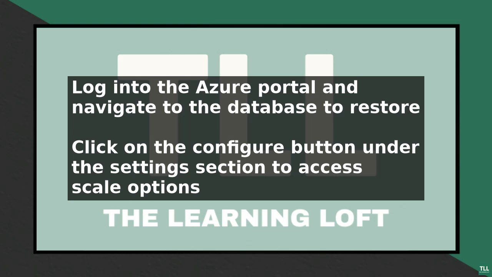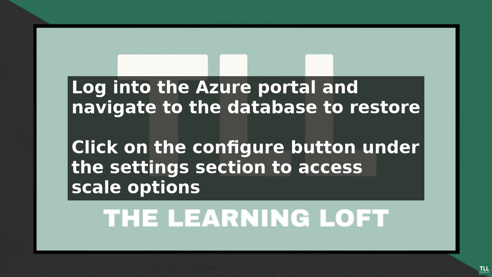To restore Azure SQL Scale Up, start by logging into the Azure portal. Navigate to the Azure SQL database you want to restore and click on it. In the Database Overview page, click on the Configure button under the Settings section. In the Configure page, you will see the current scale configuration of your database.